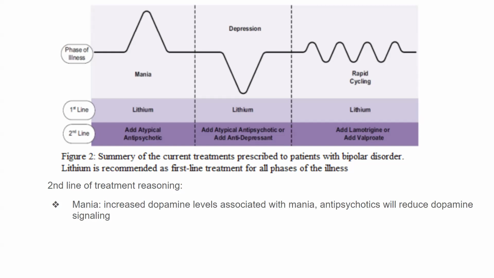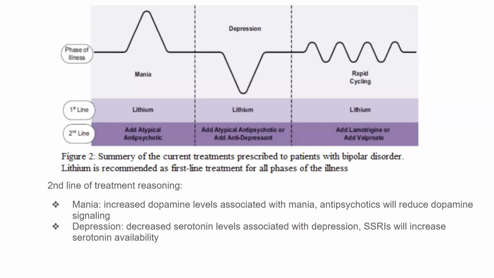For the manic phase, we have an increase of dopamine availability in the synapse. We have an increase of dopamine signaling. That's why people with mania are so wired. They feel like they're on top of the world. And so we need to regulate this dopamine. So the second line of treatment for someone in the manic phase is going to be an atypical antipsychotic.